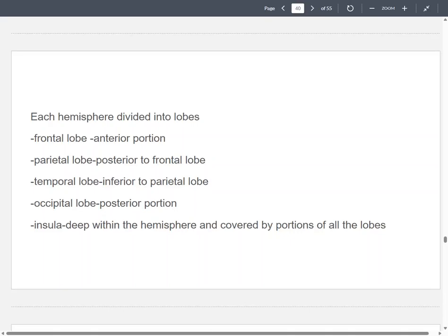And then there is a very unique lobe that is referred to as the insula, and that's located deep into the hemisphere, so it's not in the cortex region. And that is where we're going to find the diencephalon.